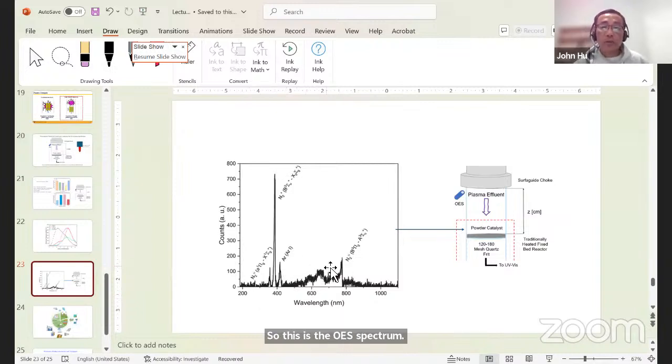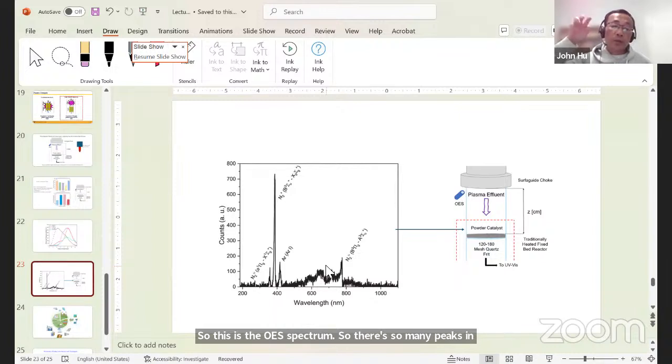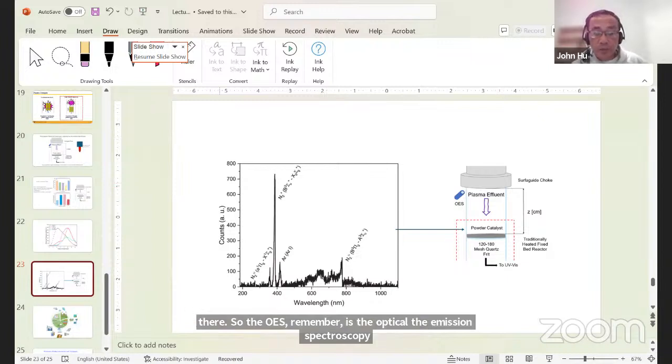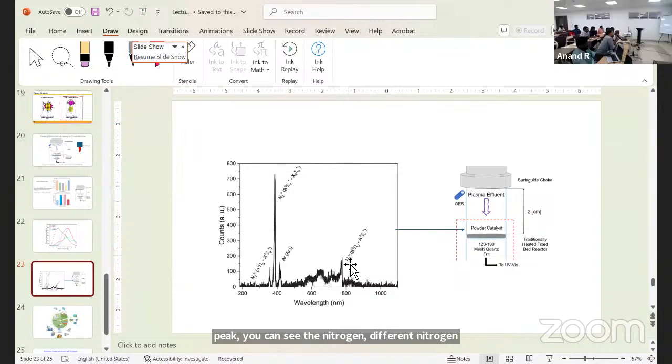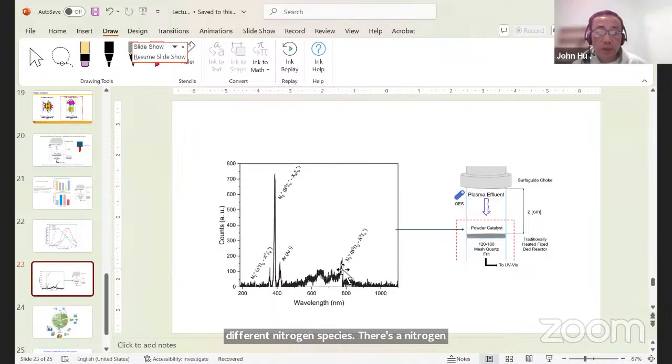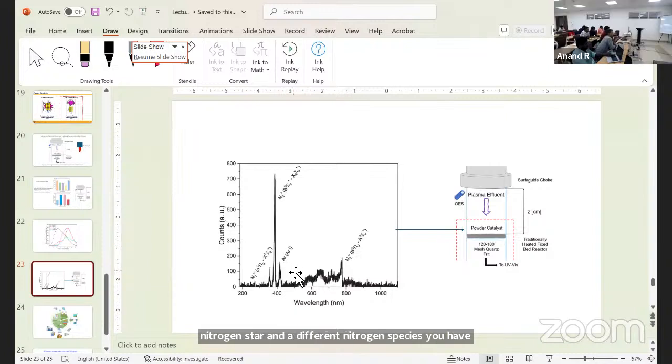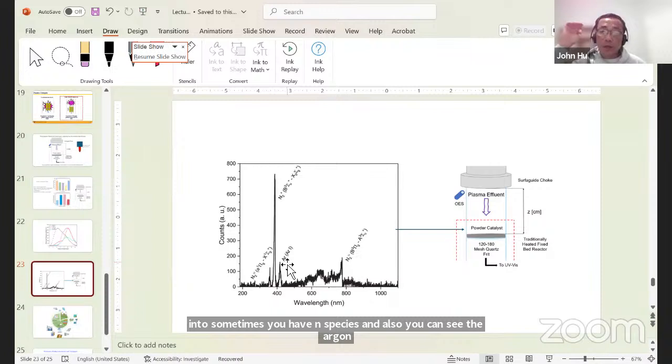OES, remember, is optical emission spectroscopy, but with the software you will see these peaks. For each peak, you can see the different nitrogen species: N2 plus, N2 star, and different nitrogen species. You have N2, sometimes you have N species, and you can also see the argon in here. Remember, we have argon to begin with.